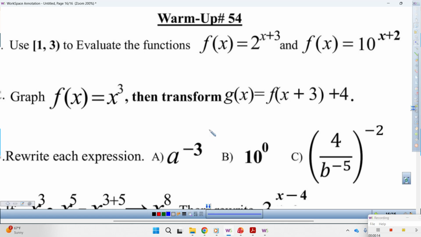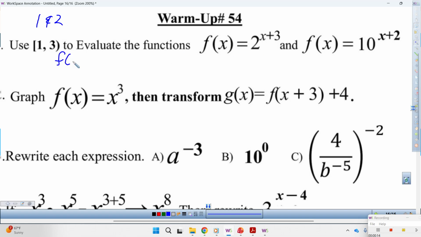Number one. What numbers are we going to use for each of the functions? That is correct. 1 and 2. Tell your neighbor why 1 and 2. Because of the bracket. The bracket says you include 1, and what's in between 1 and 3? 2. So let me do that for this one.